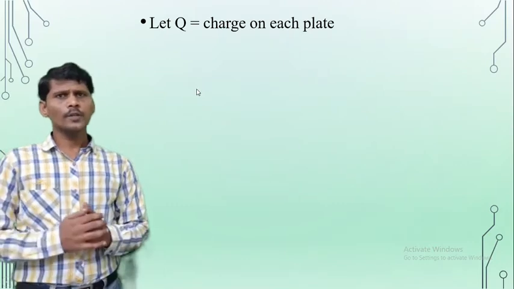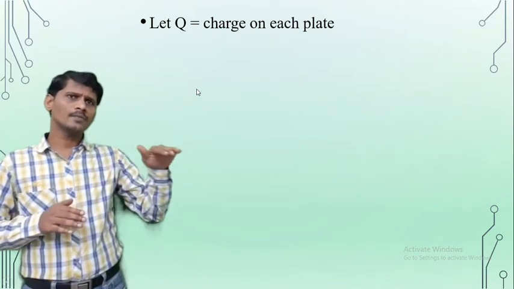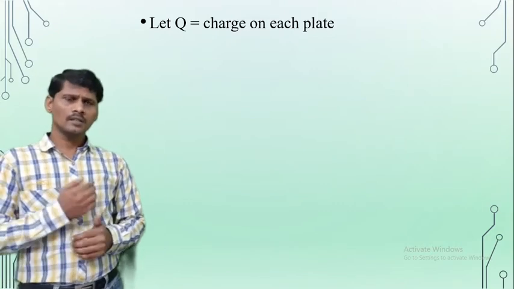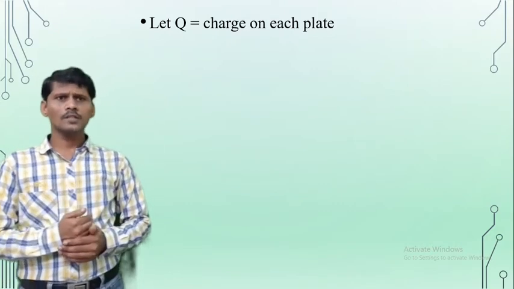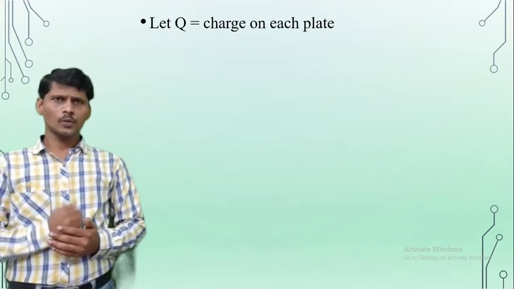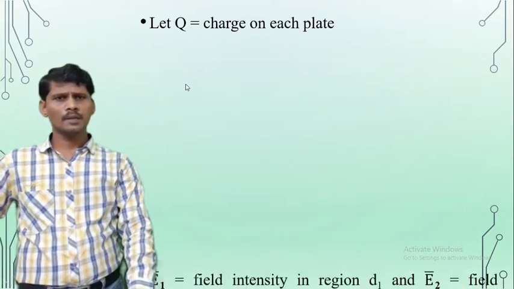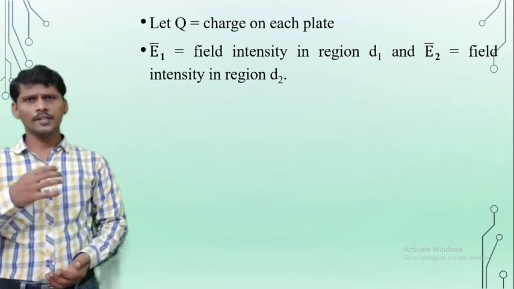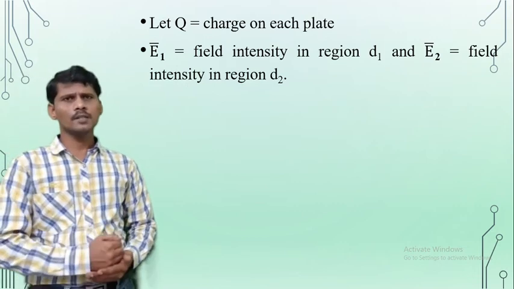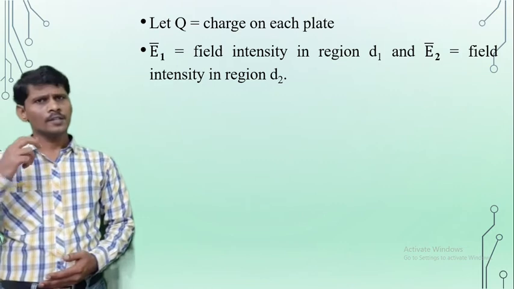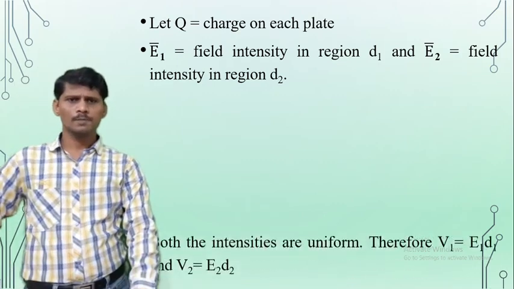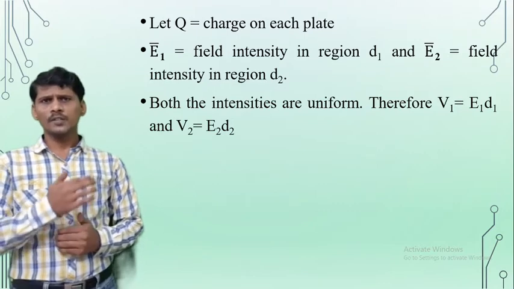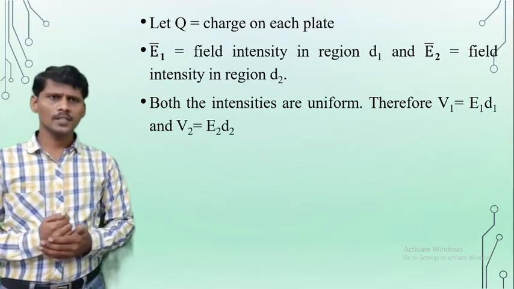First we are going to discuss the case where the dielectric interface is considered parallel to the plates. In that case, Q is the total charge on each plate. E1 bar is the electric field intensity in region 1, and E2 bar is the electric field intensity in region 2, that is space 1 and space 2. Both the electric field intensities are uniform.